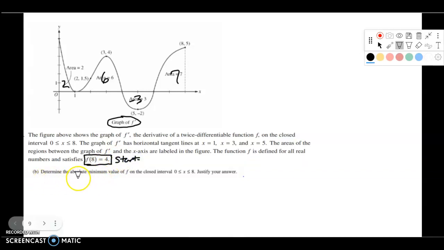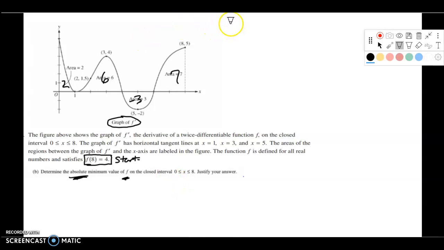Now, it wants you to determine the absolute minimum value of f on the closed interval 0, 8. Okay, so the interval is closed. There's a couple things going on here. The interval is closed. I want not just the minimum, the absolute minimum. It's not a relative minimum. I'm looking for the absolute minimum value of f, not of f prime. So this graph doesn't just tell me what the answer is on the closed interval 0, 8. So I want the absolute min on a closed interval. This is an election problem. This is a candidates problem.